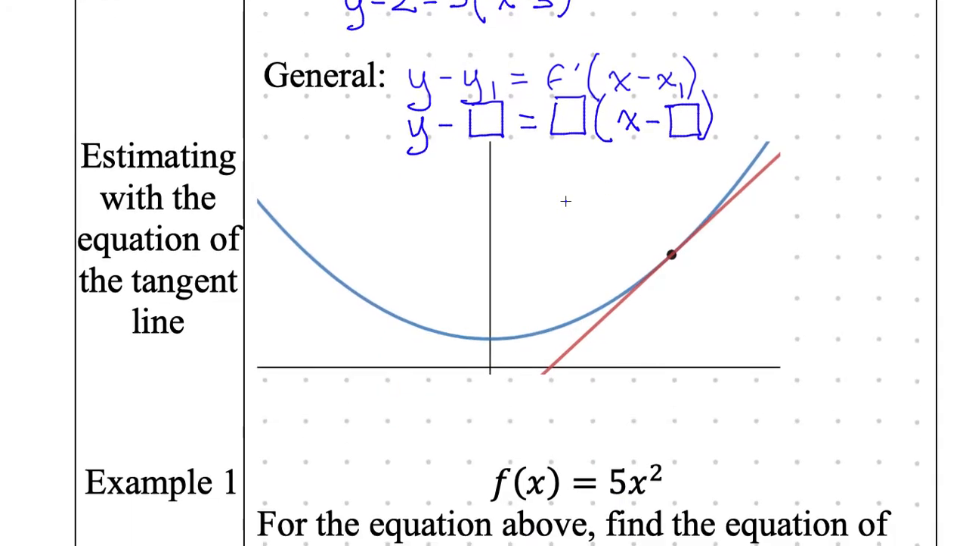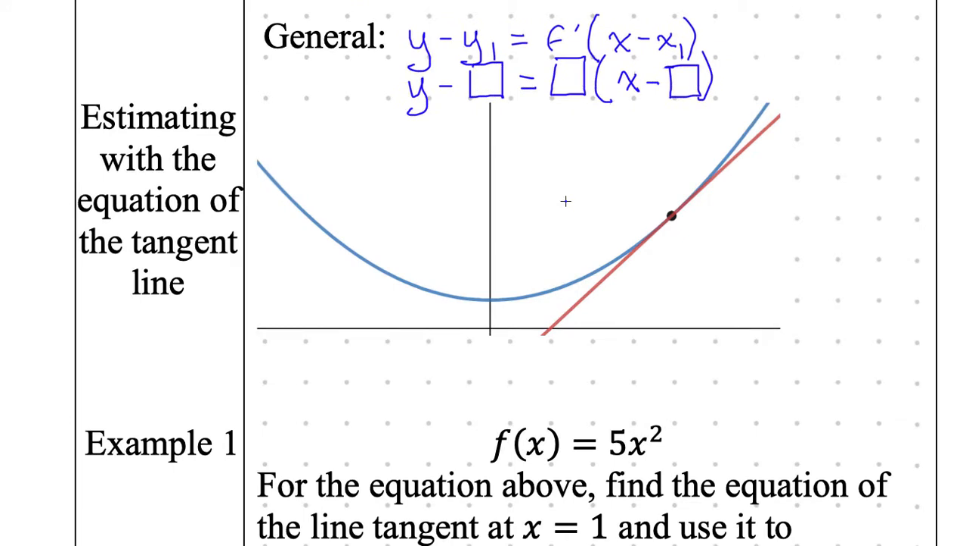All right, so estimating with the equation of a tangent line. So let's go ahead and start labeling this diagram. Let's say that this point occurs at x is equal to 1. So this is 1 down here. Let's say that the height over here is 2. I guess it's not drawn to scale. And let's say that our slope here, f prime, is equal to 3.